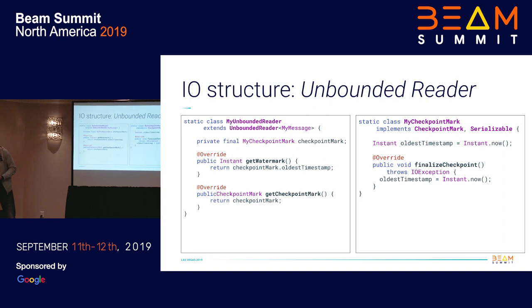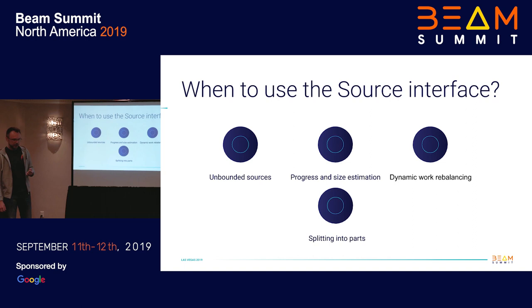As I said, in this case, we use the source API or source interface. It's not required. Sometimes it's not needed. Sometimes it's a little bit more complicated, and it could be done more easily. But why and when should we use it? Normally, there are just four different cases when it could be helpful.